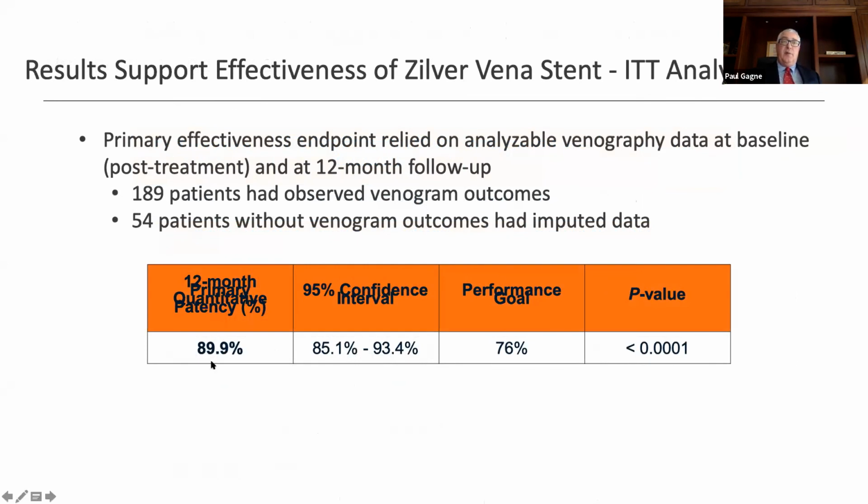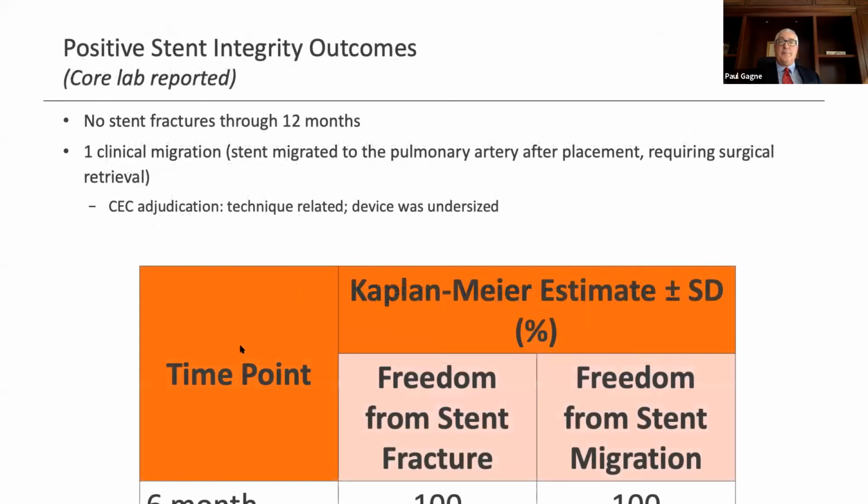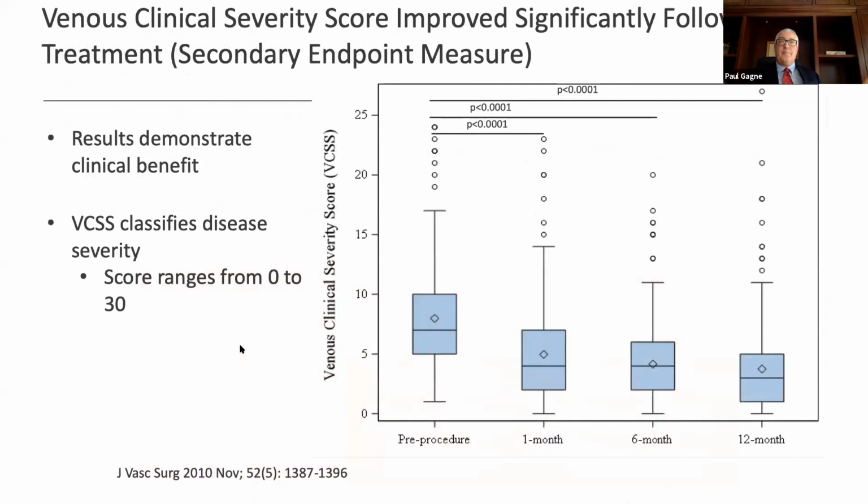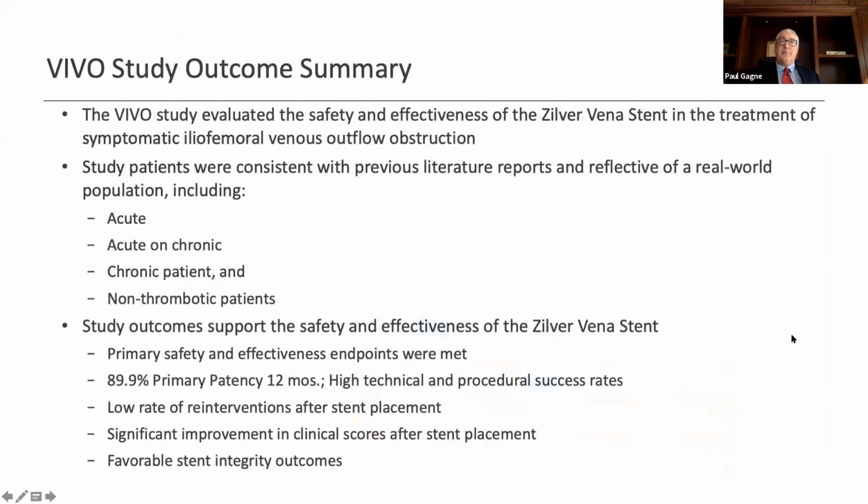Finally, the 12-month primary patency was 89.9%, just under 90% for all of this group of patients with chronic disease, acute DVT, and acute on chronic. And there were no stent fractures in the study. This was the improvement in the VCSS scores from baseline over 12 months. You can see a good clinical response.